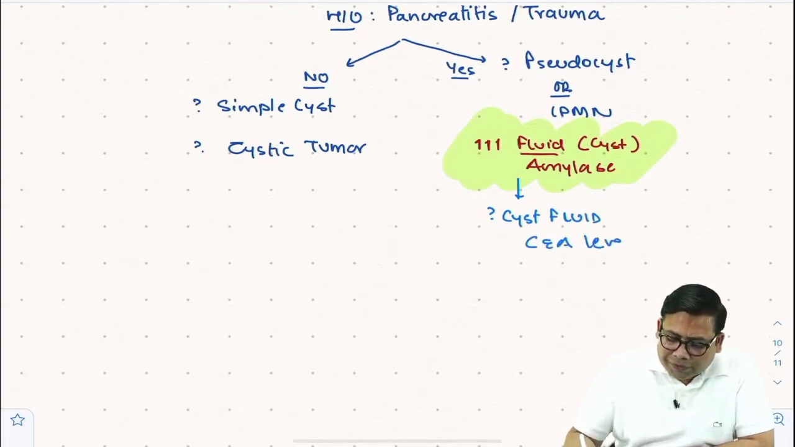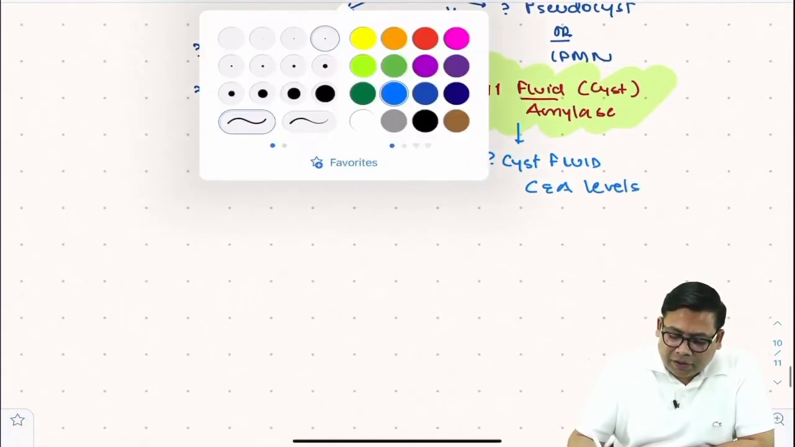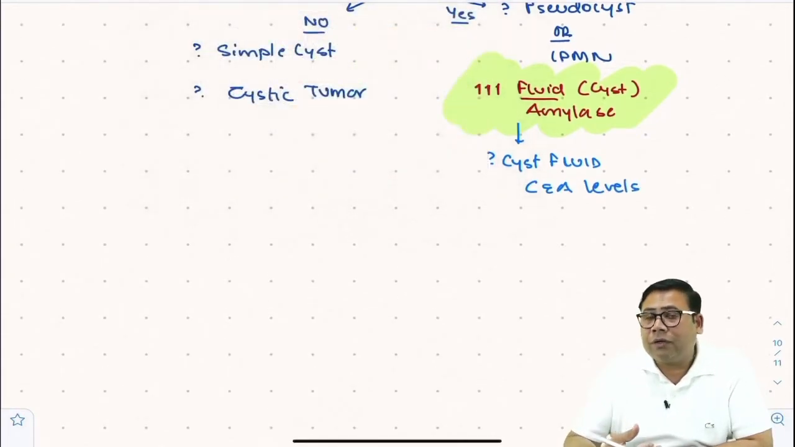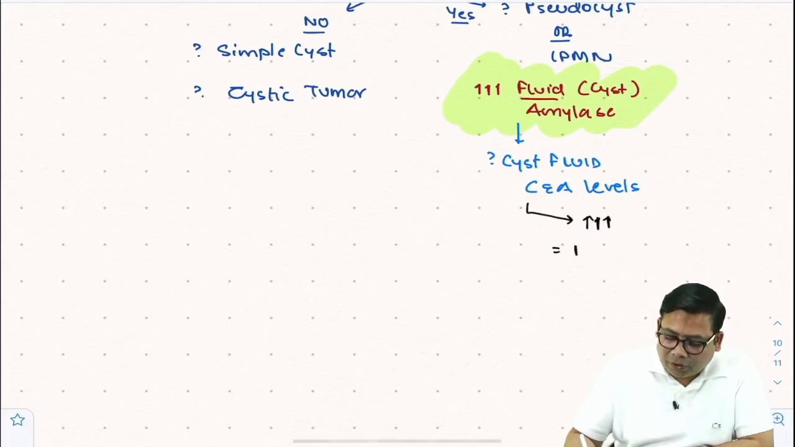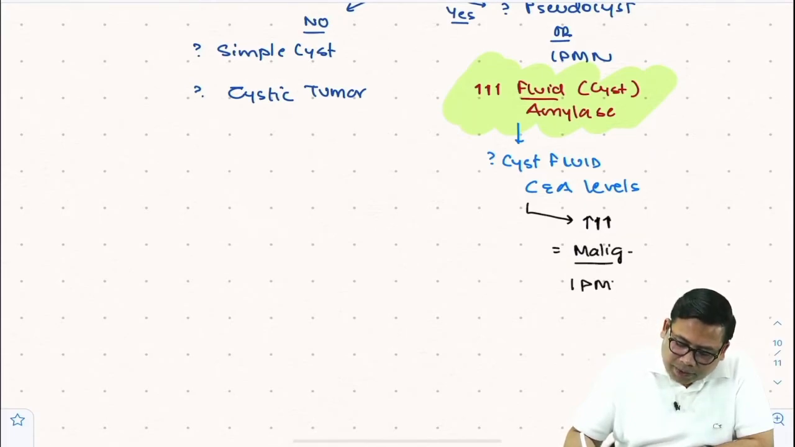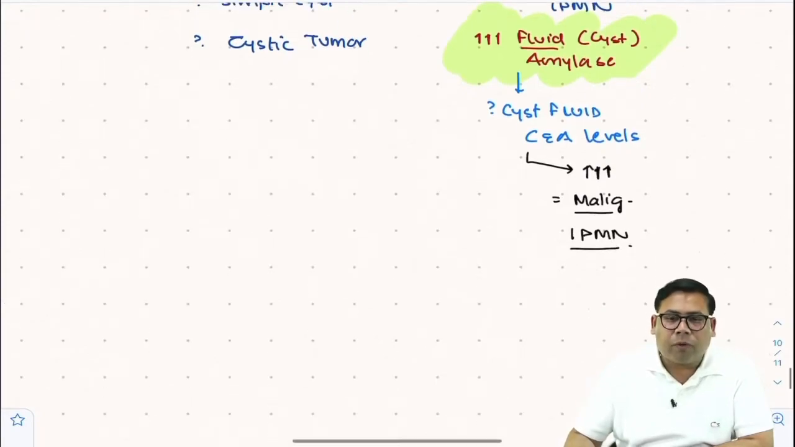Now, when you talk about cyst fluid CEA levels, what are the next 2-3 things that you need to understand? Either they could be elevated. So, if they are elevated, that means you are dealing with what? Malignancy. And what is that malignancy, students? It is IPMN, and this is what is very important.